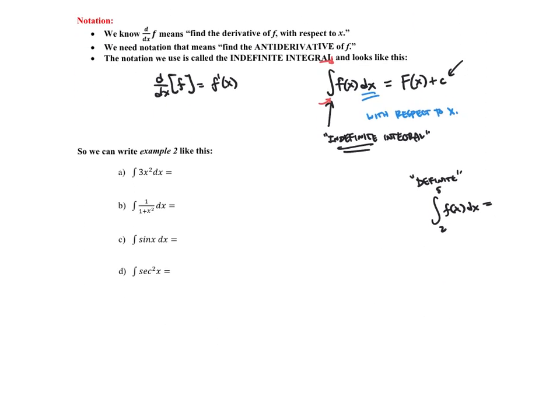So for the examples we saw above, instead of writing out, find the antiderivative of each of the following, this mathematical notation tells us to do exactly what we were told above. So we would have x cubed plus c. We would have inverse tangent of x plus c. We would have negative cosine of x plus c. And we would have the tangent of x plus c. So a nice compact notation telling us how to operate within the world of derivatives and antiderivatives. Okay, let's look at a few more examples.